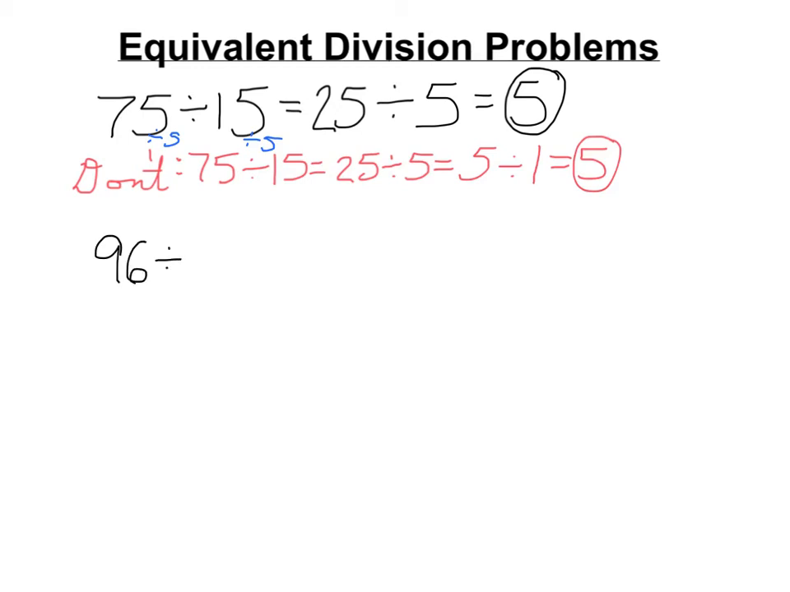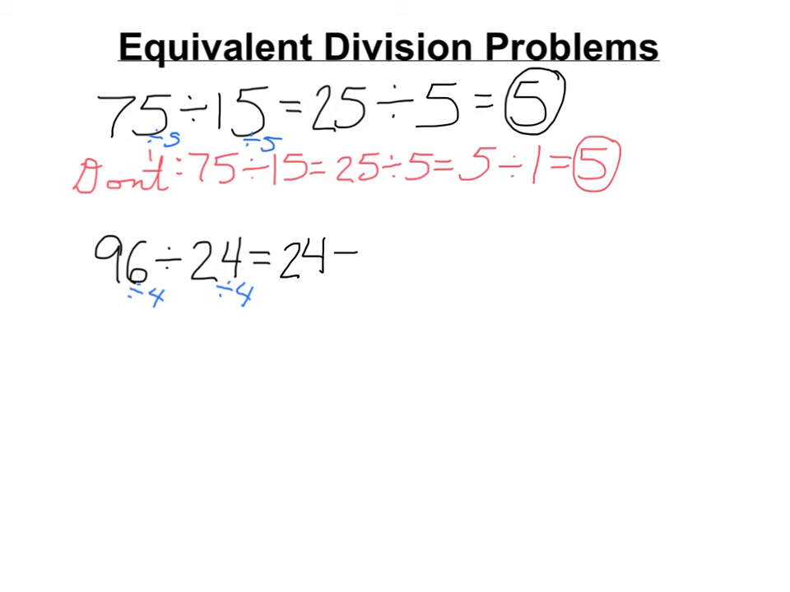96 divided by 24. Well, it should be pretty obvious that I can divide both of these by 4. We obviously know that 4 goes into 24, but 96 is 4 less than 100. And we know 4 goes into 100, so 4 must also go into 96, since it's one group less. And since it is one group less, it must be 24 actually, because 25 groups of 4 is 100, so 24 groups of 4 must be 96.